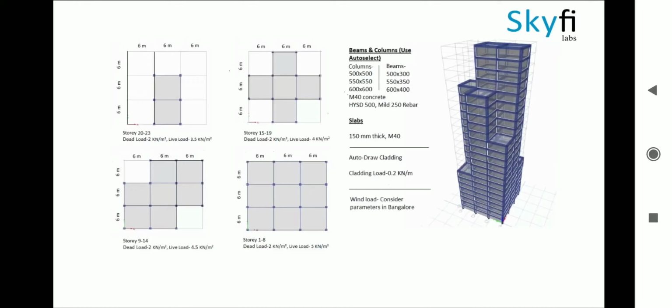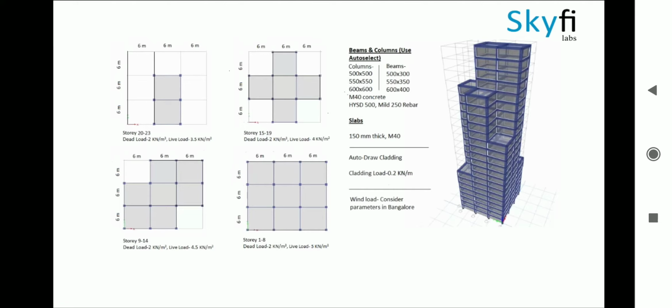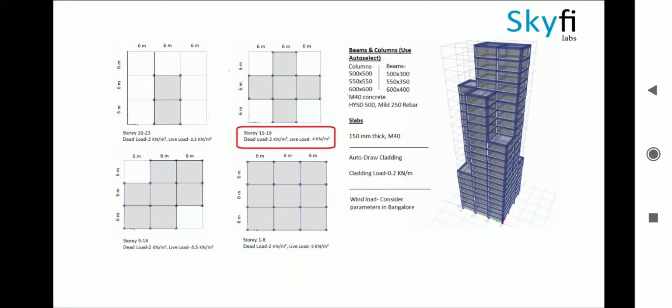Designing. The lateral section of the building is different for different sets of stories. Not only this, the live loads are also different for each of these sets of floors. For stories 1 to 8, the live load is 5 kN per meter square. For stories 9 to 14, it is 4.5 kN per meter square. The live load decreases to 4 kN per meter square for stories 15 to 19, and is 3.5 kN per meter square for the last set of stories, that is 20 to 23.